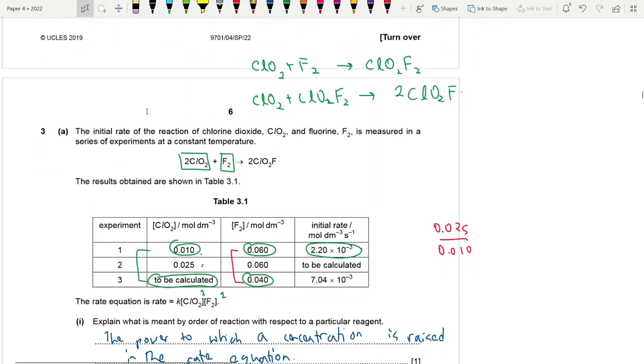So for number 3, we have a reaction of 2ClO2 plus F2.